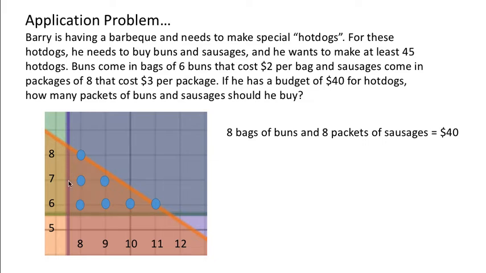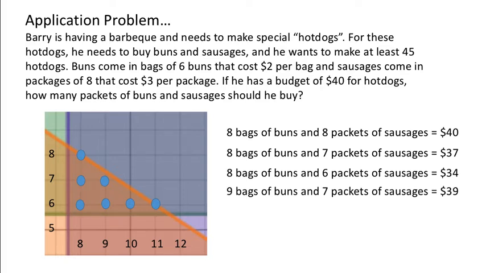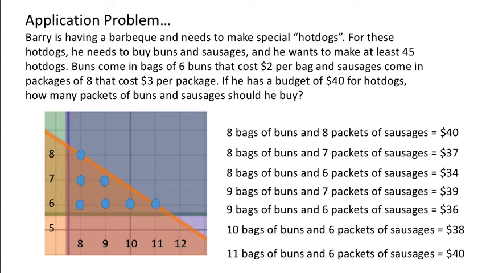That would cost him $40. He could buy 8 bags of buns and 7 packets of sausages, which would be $37, etc. So there are his options. Okay, so he has to look at these options now and decide what he wants to do.